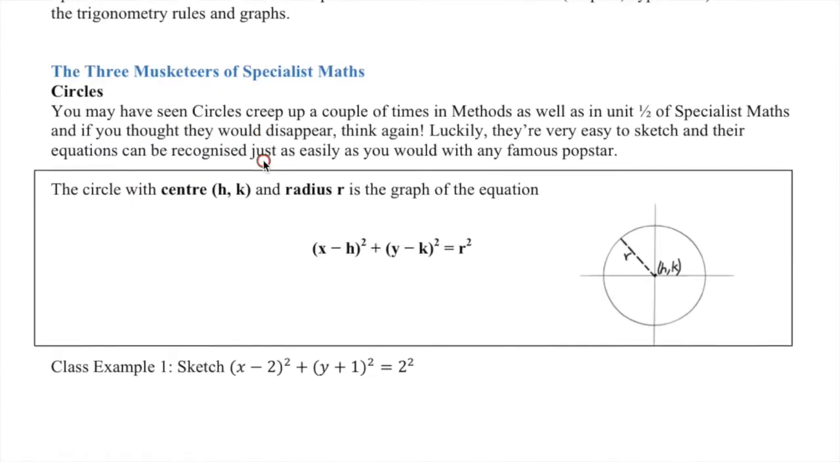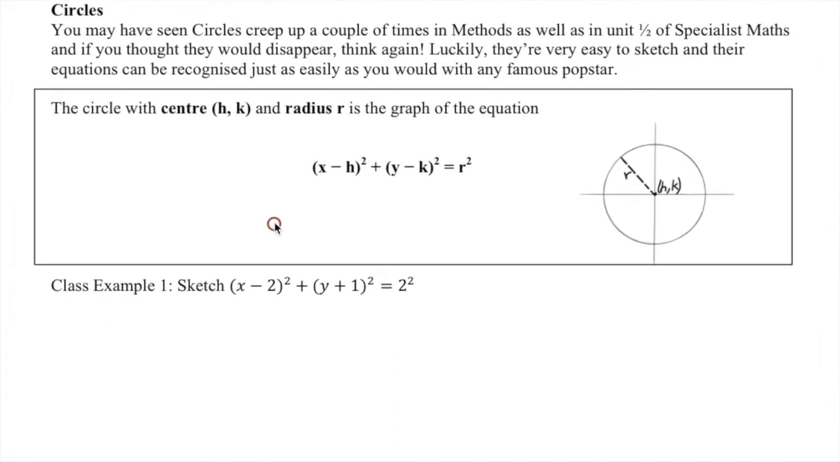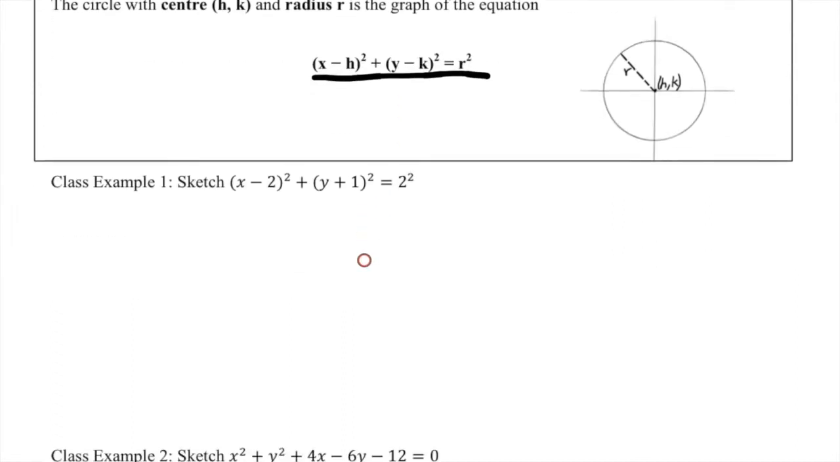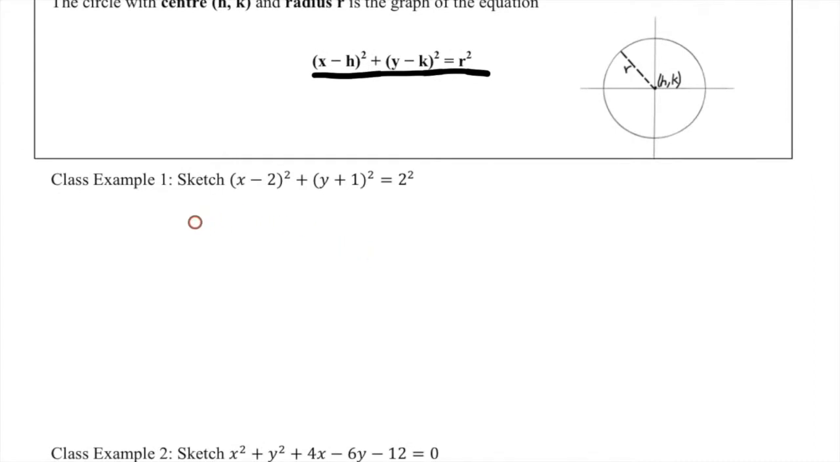Let's start with the first one, circles. You would be familiar with circles already. The general equation of a circle is as such: (x - h)² + (y - k)² = r². So let's just go straight to class example 1.